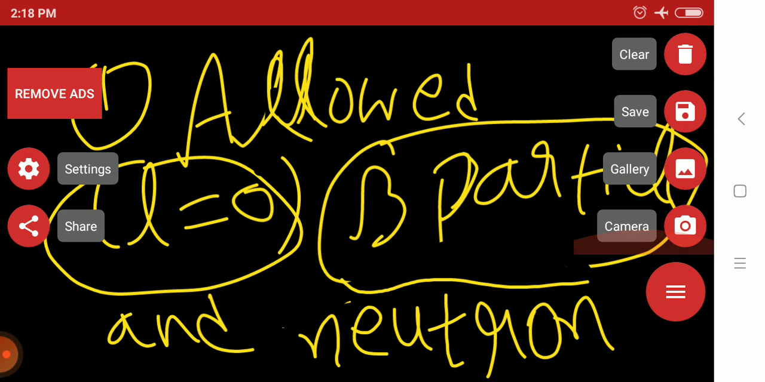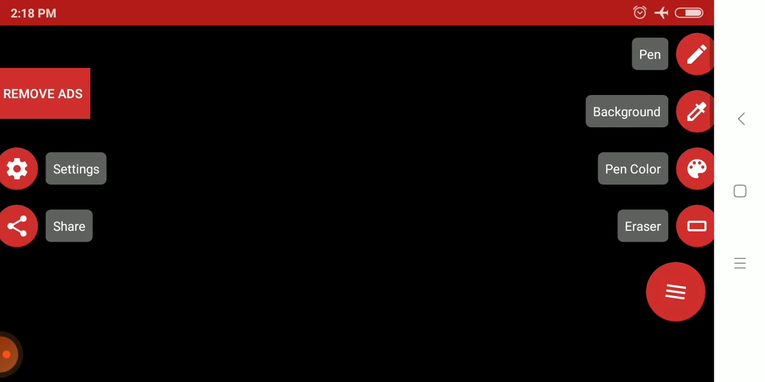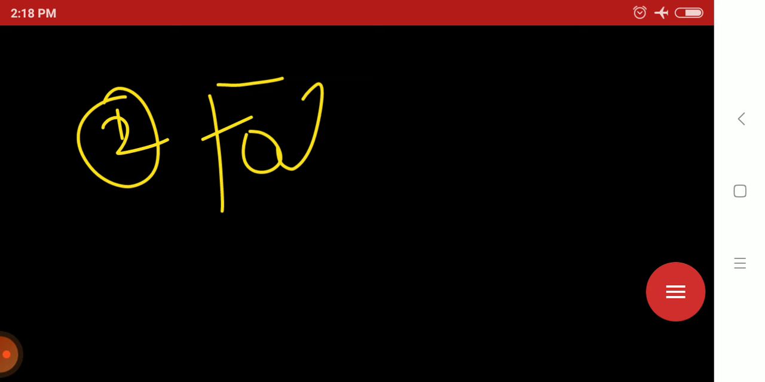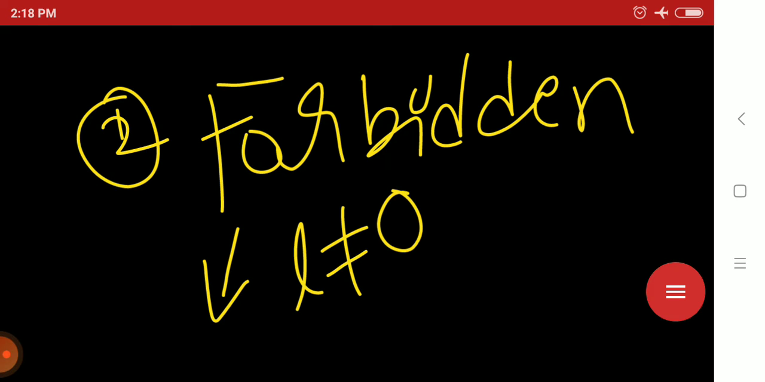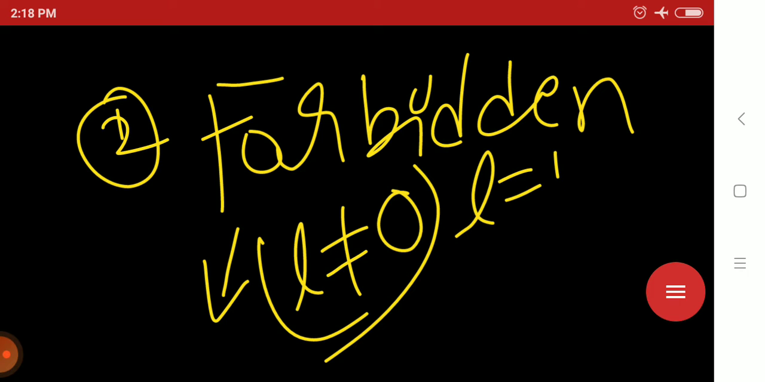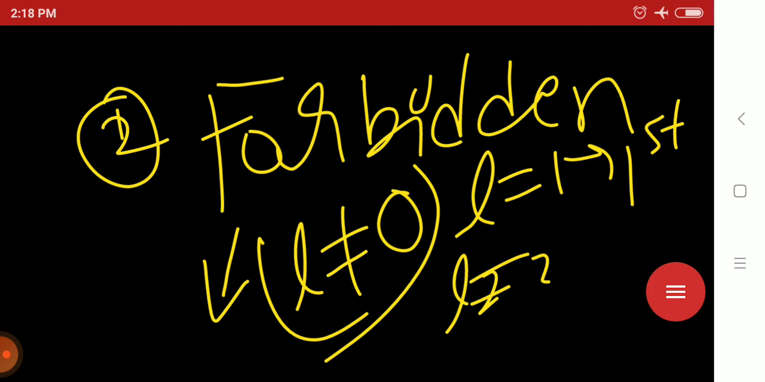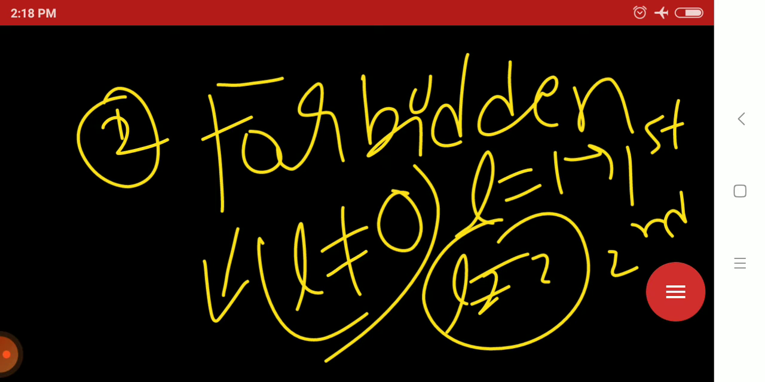And for a forbidden transition, we can say L not equal to 0, that is, the orbital angular momentum is not equal to 0. L equals 1 means first forbidden. L equals 2 means second forbidden, and so on.